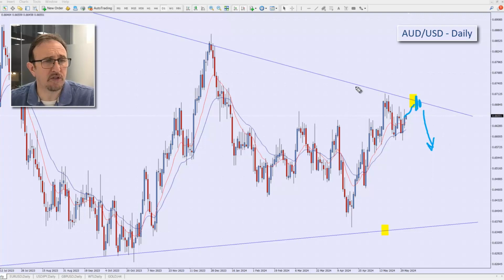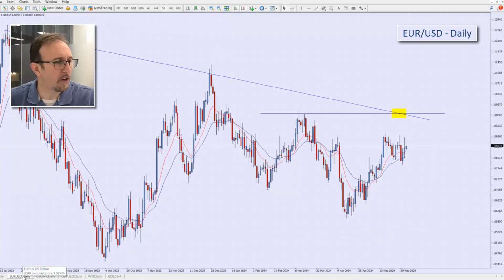I'm closest to the top of that converging triangle, so I'll just keep this one down here, so that I remember my thought process when I next look at this chart. So there you have it, that's my Aussie USD. Moving along, let's have a look at the Euro USD.